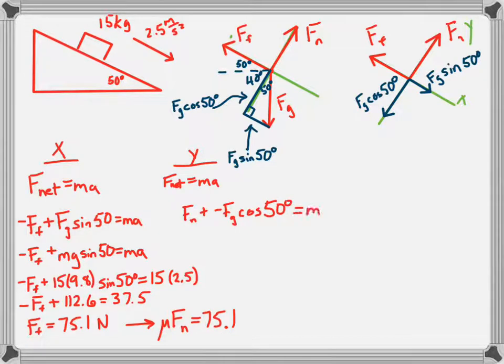Alright, so now that we have that established, adding up all the forces in the y direction, F sub n plus negative F sub g cosine 50 degrees equals mass times acceleration.